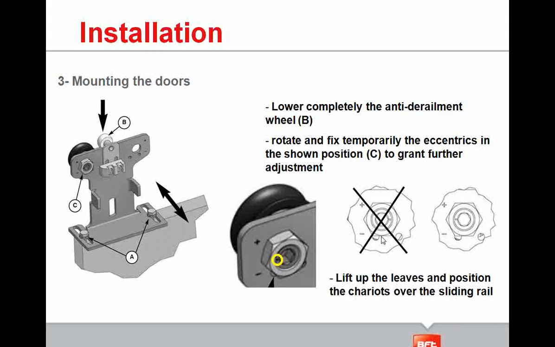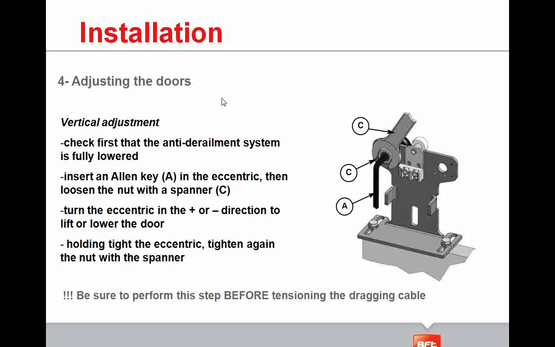In the up position, you must lift up the leaves and position the chariot over the sliding rail. Then, after placing the chariot on the rail, you must regulate the vertical position of the door. It's very important because the door cannot touch the floor.